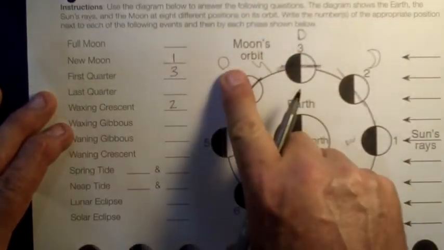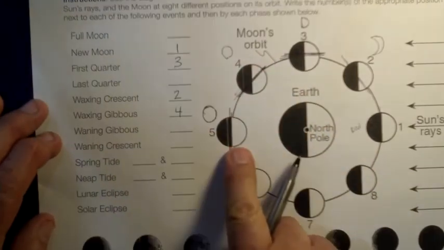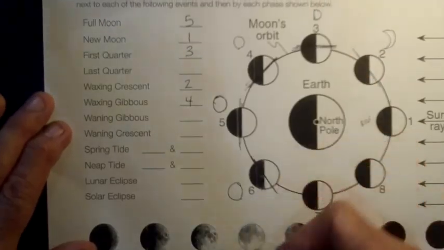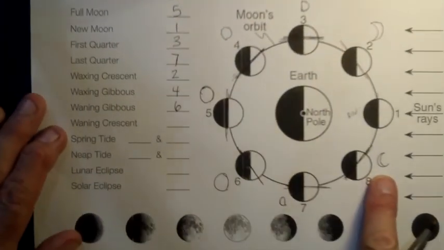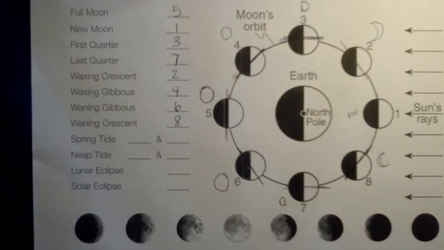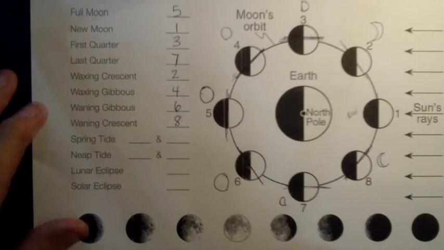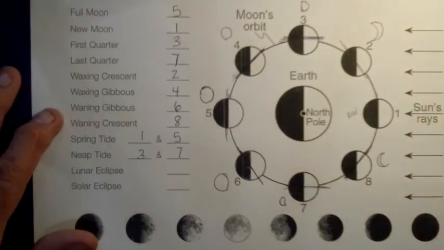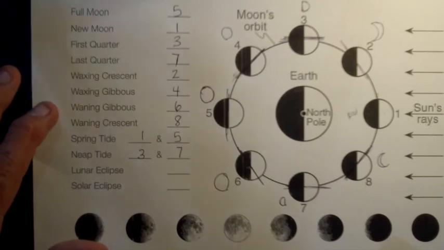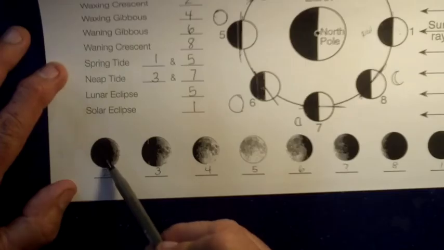4, waxing gibbous. 5, full moon. 6, waning gibbous. 7, last quarter. 8, waning crescent. Spring tides occur during the new and full moon phases. Neap tides occur during the first quarter and last quarter. A lunar eclipse can occur during the full moon phase. A solar eclipse can occur during the new moon phase.